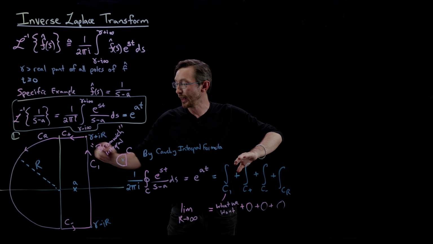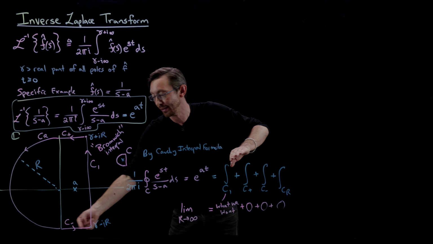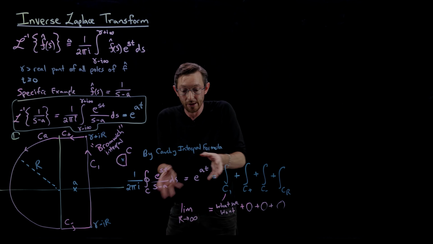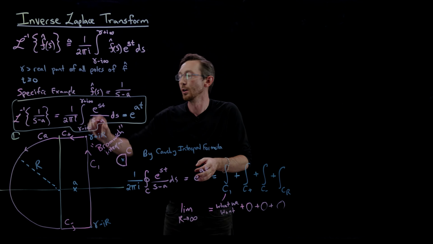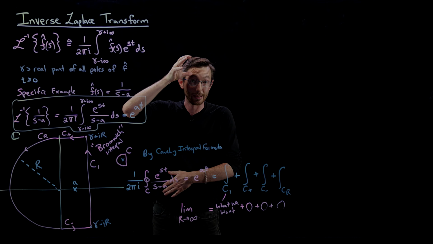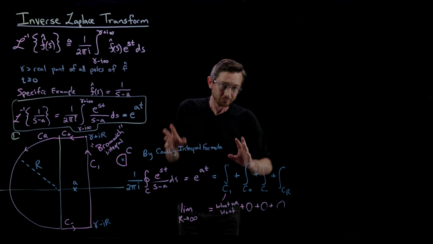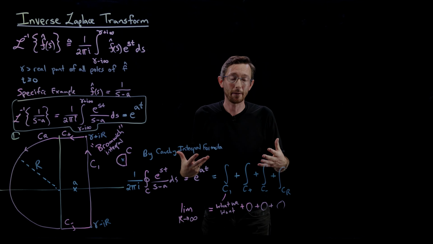So if I can show that this segment and this segment are 0, then this full contour integral that was easy is just equal to my inverse Laplace transform integral. Good. That's the high-level logic.